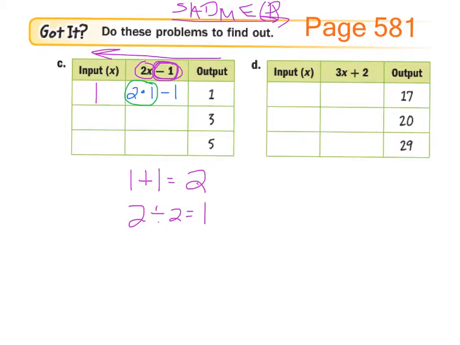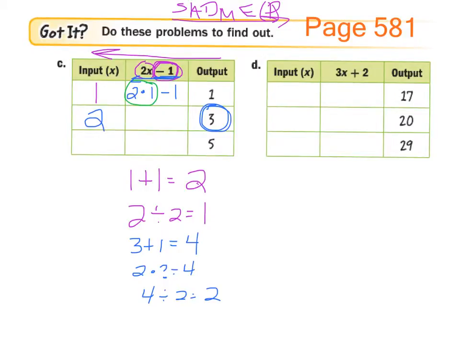Let's try another one. If our output is 3, I'm going to start by going backwards. Instead of subtracting 1, I'm going to add 1. So 3 plus 1 is equal to 4. Now I need to figure out what number times a number gives me that 4. So we're going to work in reverse. 4 divided by 2 is equal to 2.